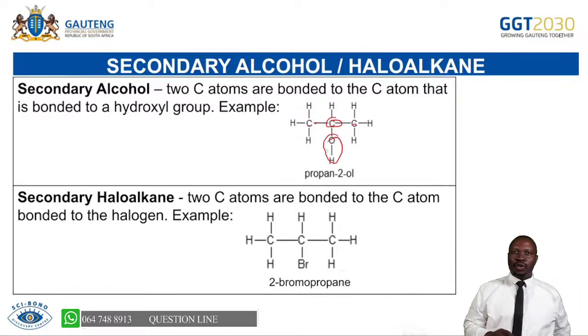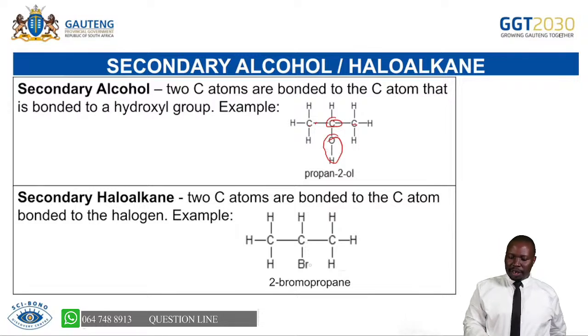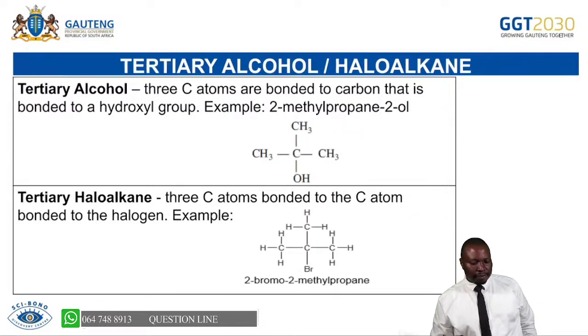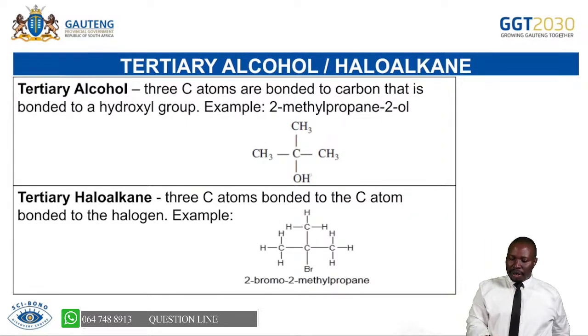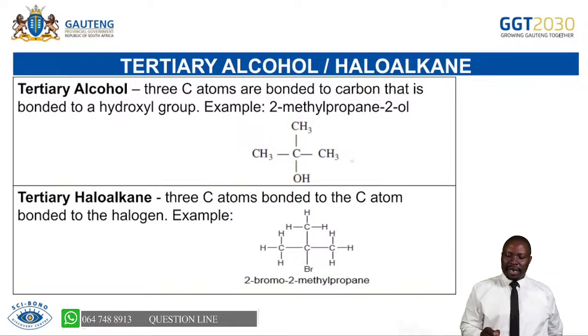The same applies to haloalkanes. In haloalkanes, the carbon that is bonded to the halogen is bonded to two other carbons, and we call it secondary. Now, when you go to tertiary, forgive me here, there must be a bond because these are structural formulas, unless it's a semi-condensed structural formula. But if you are asked to write a structural formula, you will show all the bonds.